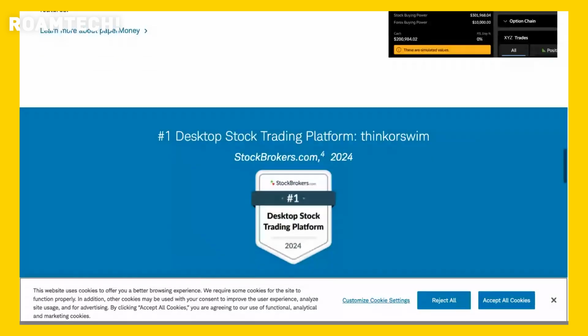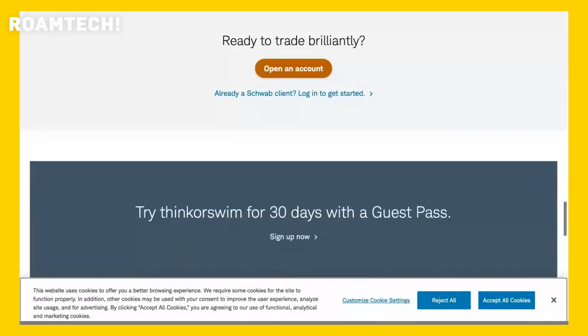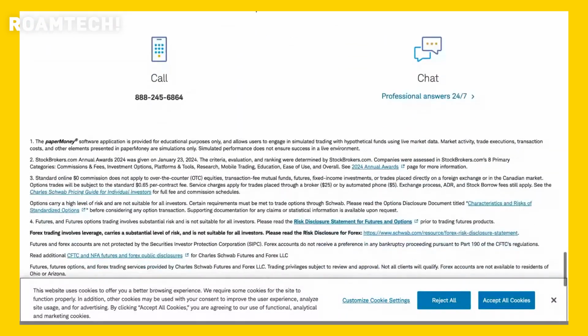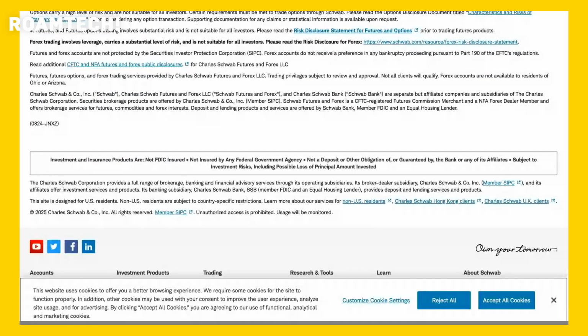Now, let's talk about my personal experience using the thinkorswim platform. Getting started was fairly straightforward. Downloading and installing the desktop application was quick, and the initial setup process guided me through connecting my account. The interface, while initially daunting due to its sheer number of features, is actually quite well organized once you spend some time familiarizing yourself with it.